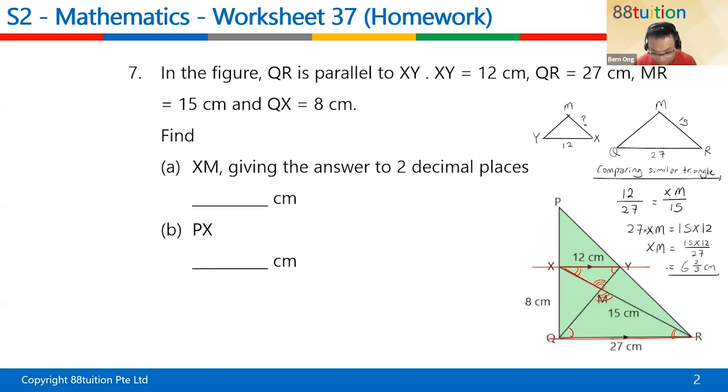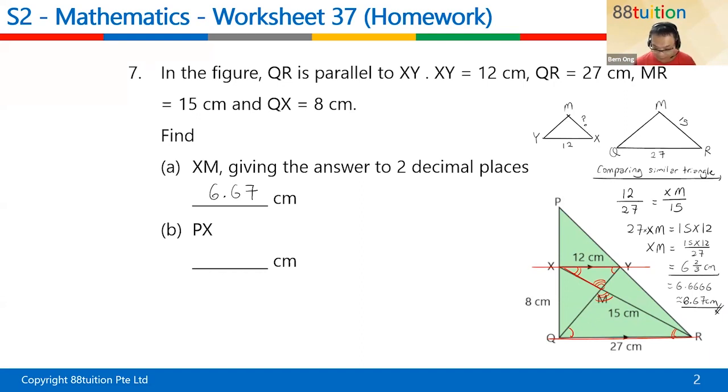Oh, but the question wants 2 decimal places. So this is actually 6.666666, right? To 2 decimal places, 6.67 centimeters. Is that okay? Okay, they want it in 2 decimal places, we just give it to 2 decimal places.